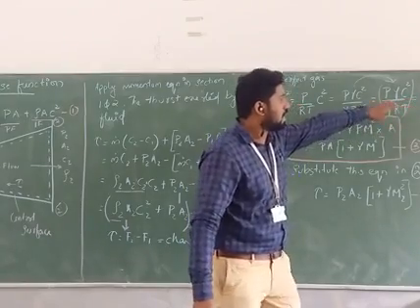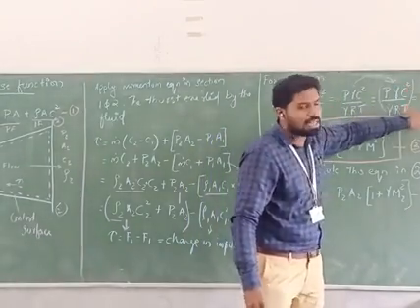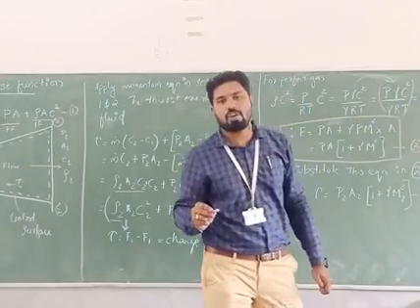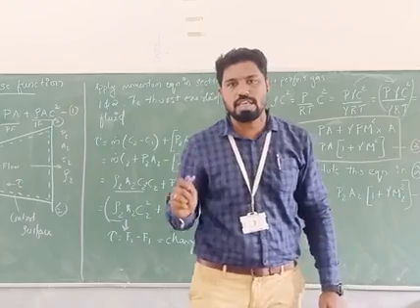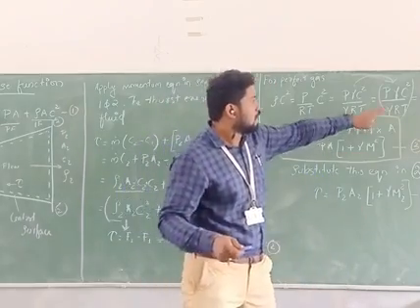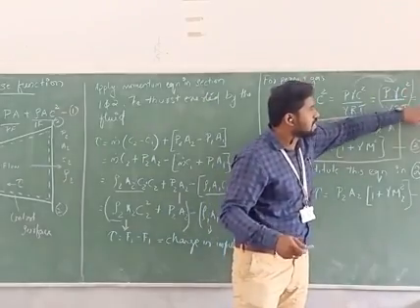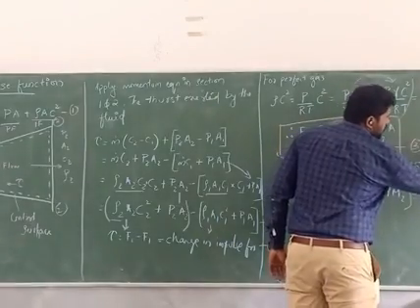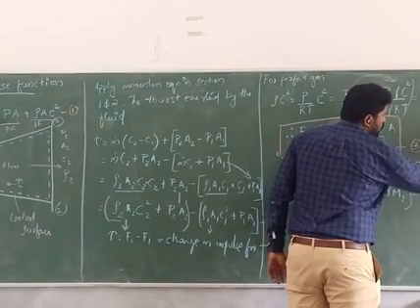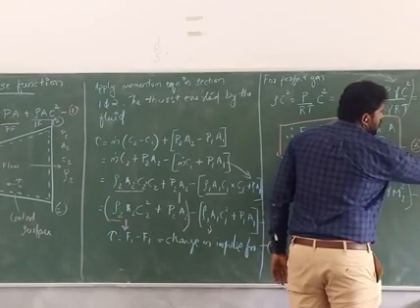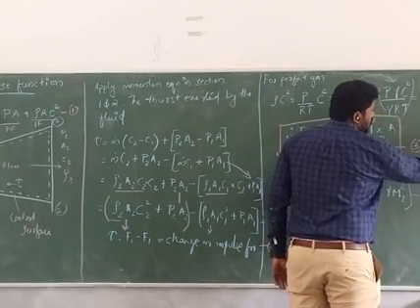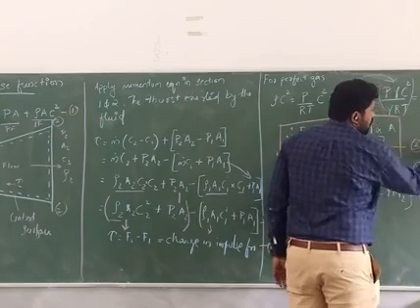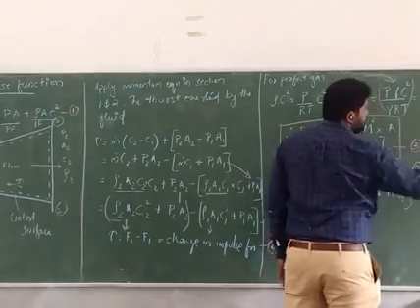So we get C by a. What is the equation for Mach number? M is equal to C by a. So M square is equal to C square by a square. So instead of C square by a square we can write M square.